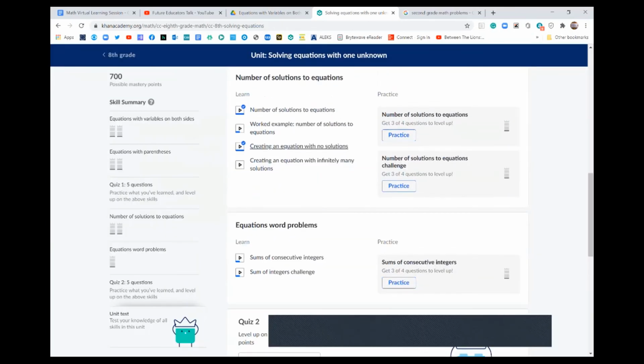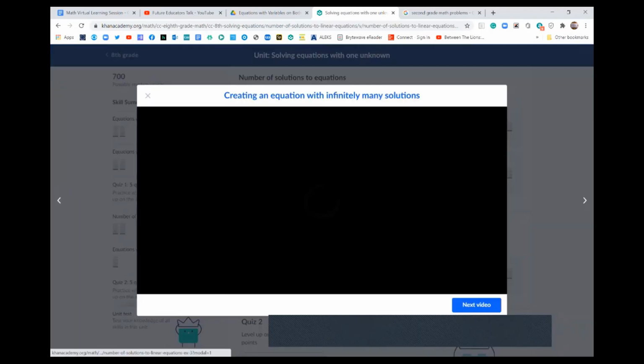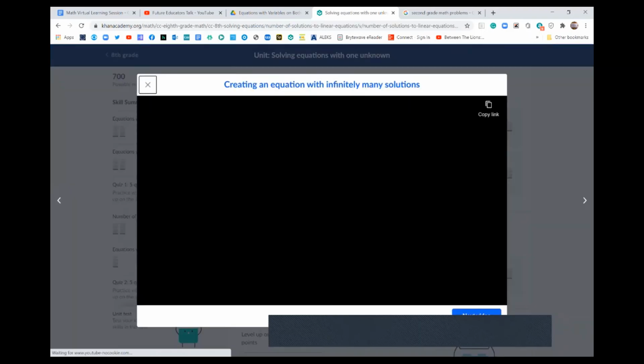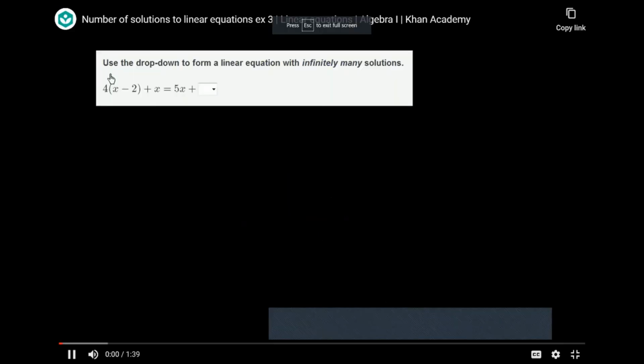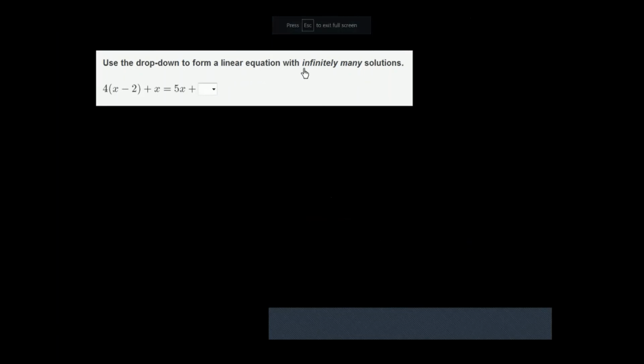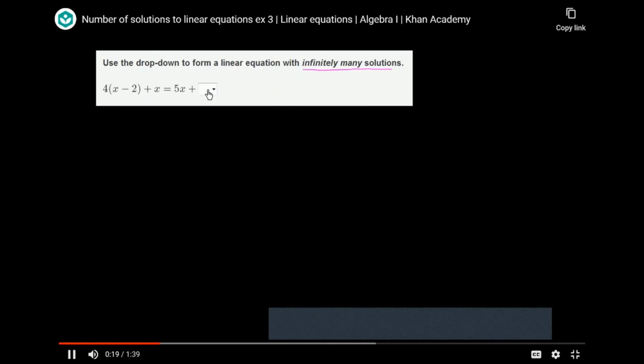So let's go to our last video, which is creating an equation with infinitely many solutions. So pay close attention to this. Use the drop-down to form a linear equation with infinitely many solutions. An equation with infinitely many solutions essentially has the same thing on both sides, no matter what x you pick. So first, my brain just wants to simplify this left-hand side a little bit, and then think about how I can engineer the right-hand side, so it's going to be the same as the left, no matter what x I pick.